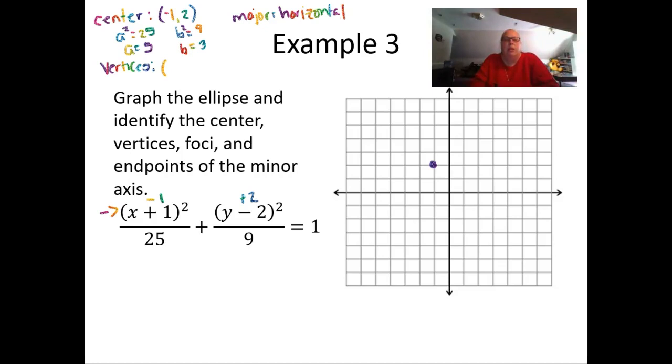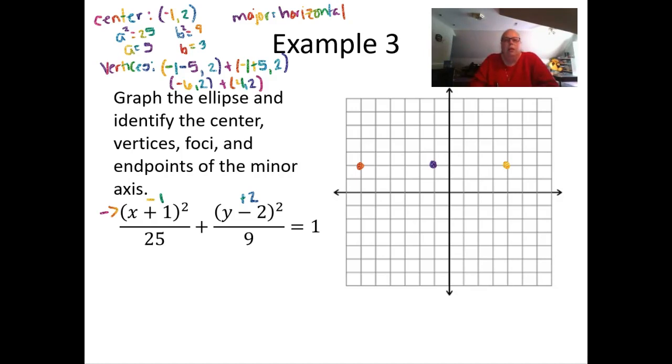And our vertices are going to be located at -1 minus 5, 2 and -1 plus 5, 2. Remember, we're supposed to subtract off a. So these points are going to be (-6, 2) and also (4, 2). So let's graph those. (-6, 2) is going to put us right here. (4, 2) is going to put us right here.